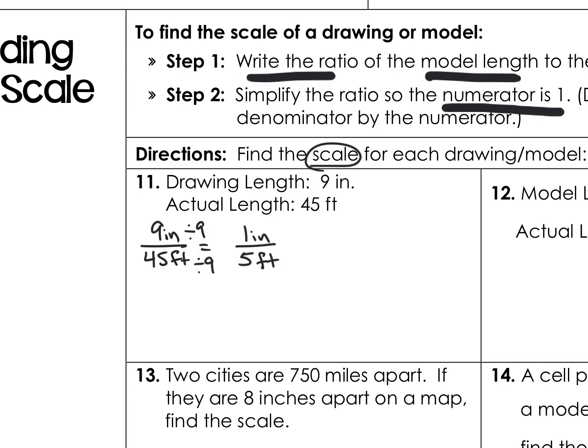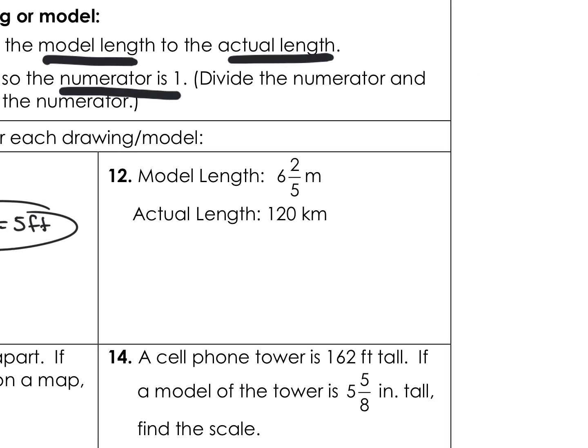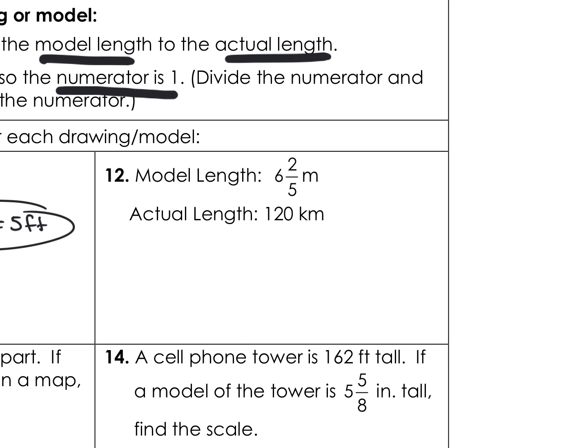And if you think about it, we can check that with those cross products, because if I do 45 times 1, that's 45. And if I do 9 times 5, that's also 45. So we can see that they're proportional. So we would say that our scale is 1 inch is equal to 5 feet. And that would be our scale. All right, why don't you pause the video and try number 12 on your own.